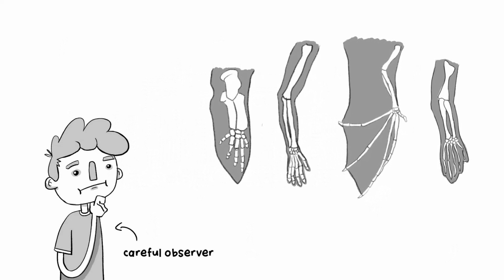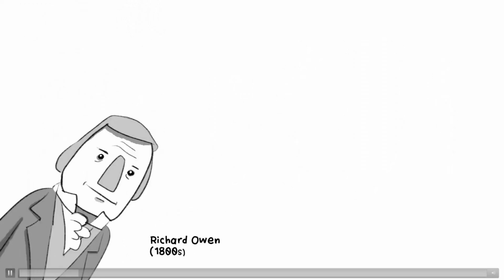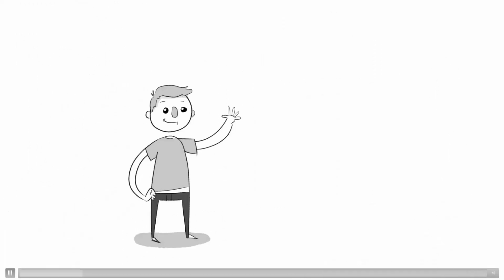Careful observers for a long time have noticed that very different creatures have very similar bits. These sorts of ideas date all the way back to Aristotle. If we fast forward to the 1800s, anatomist Sir Richard Owen coined a term for these observations: homology. Take a look at this guy.